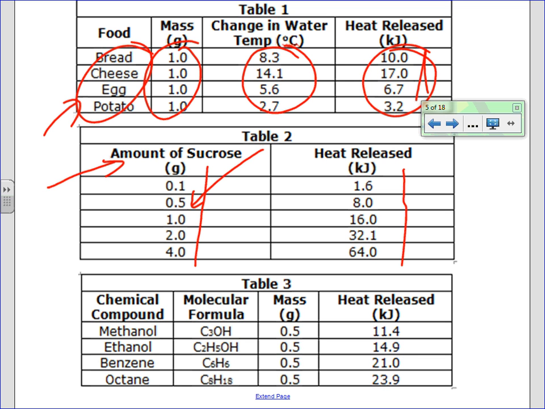All right, last but not least, what's table 3? Table 3 is a little weird. Yeah, now we're using chemicals instead of food. So you see methanol, ethanol, benzene, and octane. Same amounts or different amounts? Same. Now we're all using the same amounts here. And we can see they all release different amounts of heat. Perfect. Okay, any questions about these tables?